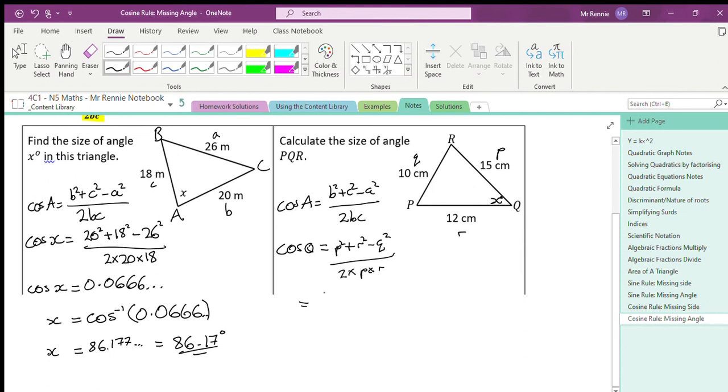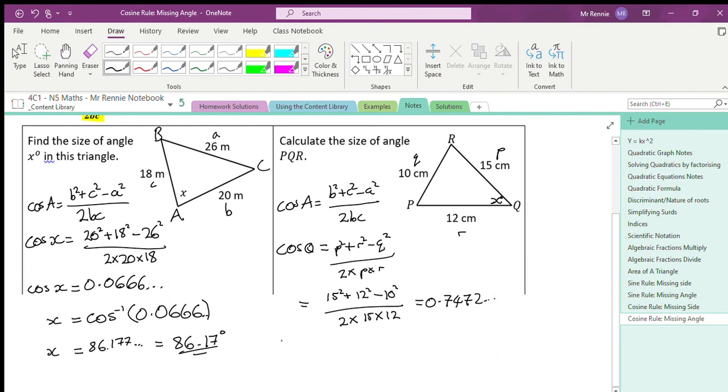So it's going to be 15 squared plus 12 squared minus 10 squared, all divided by 2 times p, which is 15, times r, which is 12. Okay, and if you work out your answer to that, you should hopefully get 0.7472, and it goes on. Again, don't round at this point.